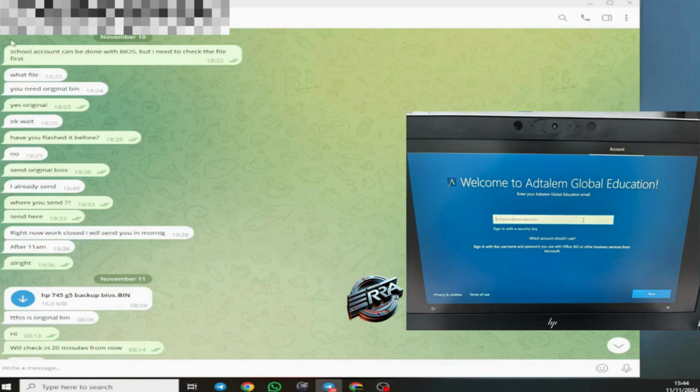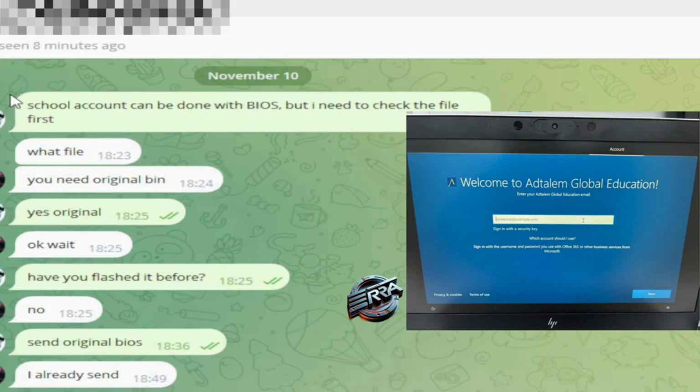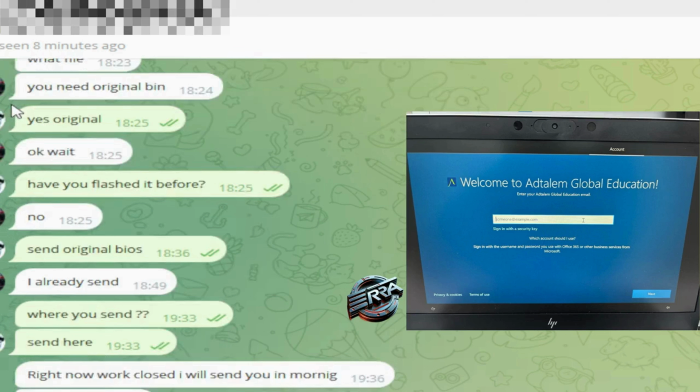Today, we'll be looking at how to disable the school account prompt on Intel Core processor laptops running Windows. We have 20 HP EliteBook 745G5 laptops, each with a school account that needs to be bypassed.